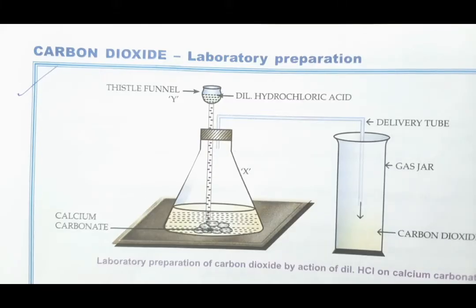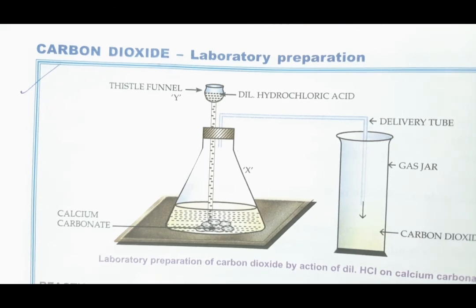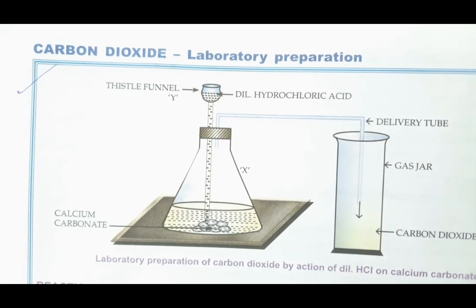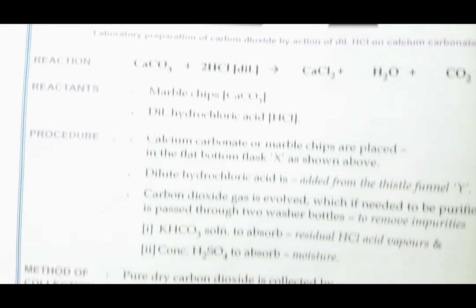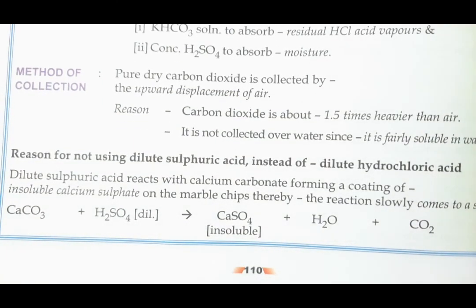Now we will learn about carbon dioxide laboratory preparation. So in our next class we are going to learn about the laboratory preparation of carbon dioxide, which is on page number 110. After that we will learn its properties, then uses and test. Then we will learn about carbon monoxide in the same way. First the preparation of carbon monoxide, the poisonous gas, then the properties, then the uses and the test.